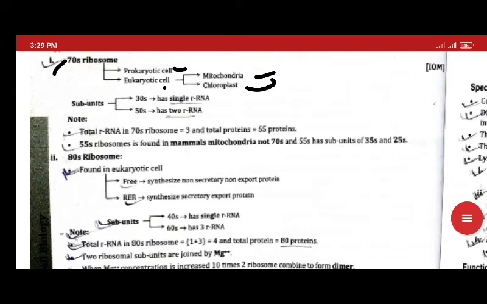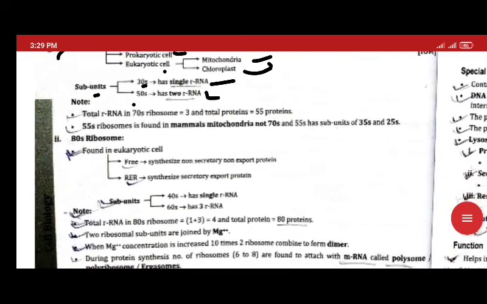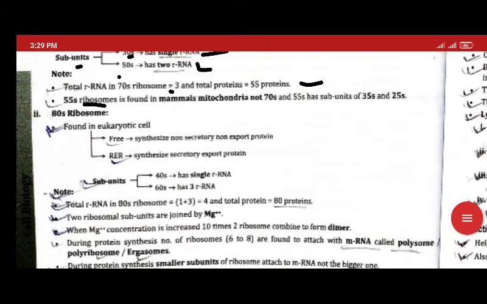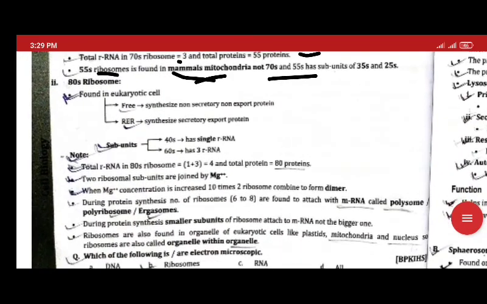The 70S ribosome has two subunits, 30S and 50S. The 30S has a single rRNA, and the 50S has two rRNAs, so the 70S has three rRNAs in total, and the protein count is 55 in the 50S. In mammalian mitochondria the ribosomes are 55S, not 70S. Now the 80S ribosomes are found in eukaryotes only, not prokaryotes.